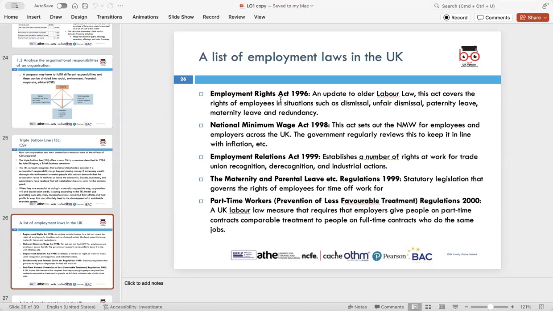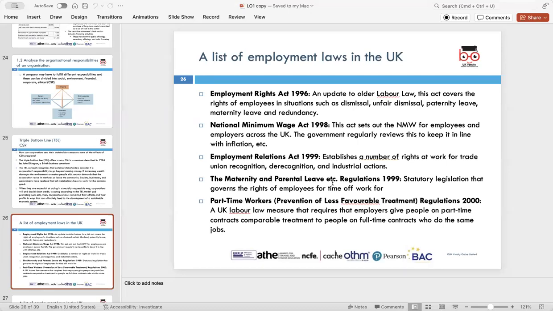Employment Relations Act 1999 is responsible for establishing a variety of rights in the workplace, including trade union recognition, derecognition, and industrial activities. Then the Maternity and Parental Leave Regulations 1999.